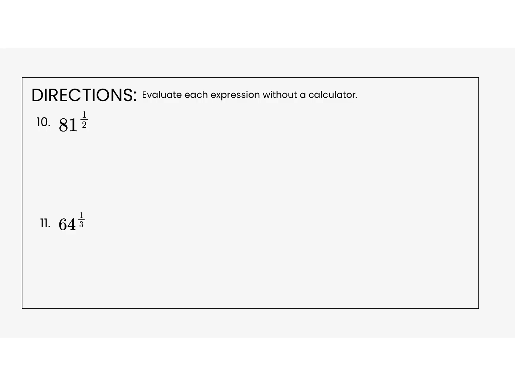Okay, we're also going to evaluate. So we're not just going to write expressions. We're also going to evaluate these. So remember, the 1/2 power is really the square root, and the square root of 81 is 9. Okay, this should be done without a calculator. So if you need to, you may want to brainstorm on your paper. 1 squared is 1, 2 squared is 4, 3 squared is 9, right, etc.